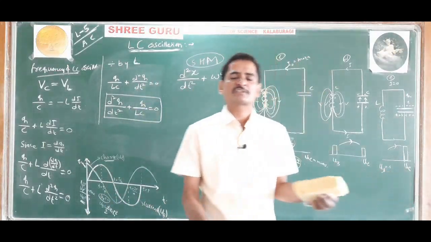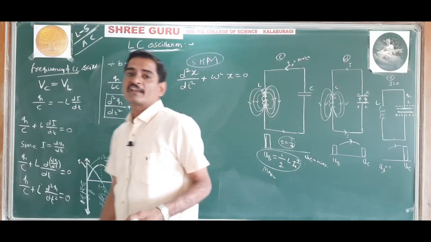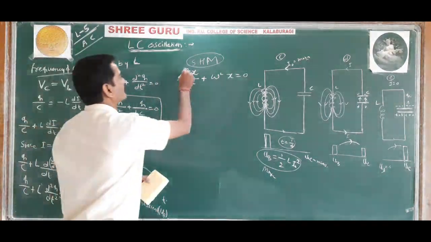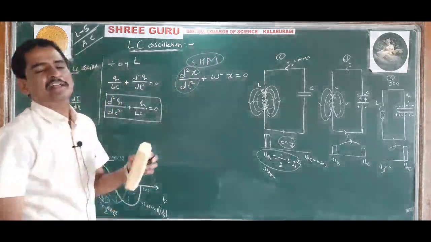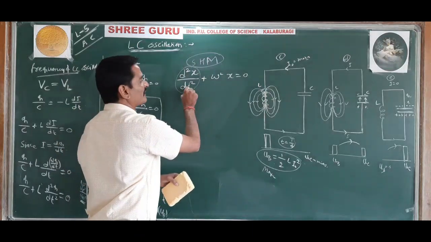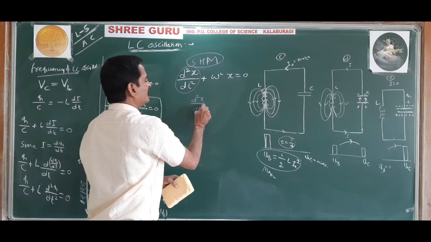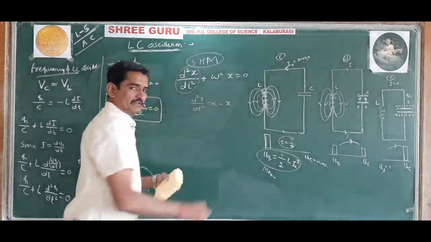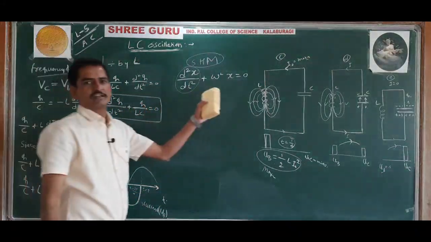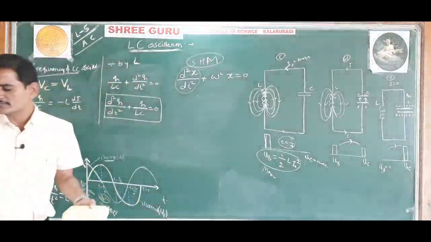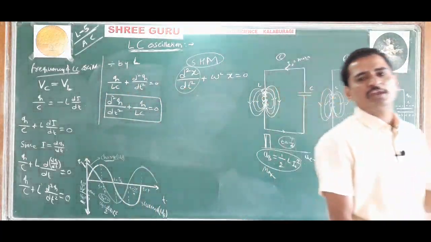That is what we studied in the first year: the acceleration is directly proportional to the displacement. Here x is the displacement and d squared x by dt squared is nothing but acceleration. That is, d squared x by dt squared is proportional to x. That is called simple harmonic motion, which we studied in the first year. And this omega is a constant of proportionality, called the frequency of the simple harmonic motion.